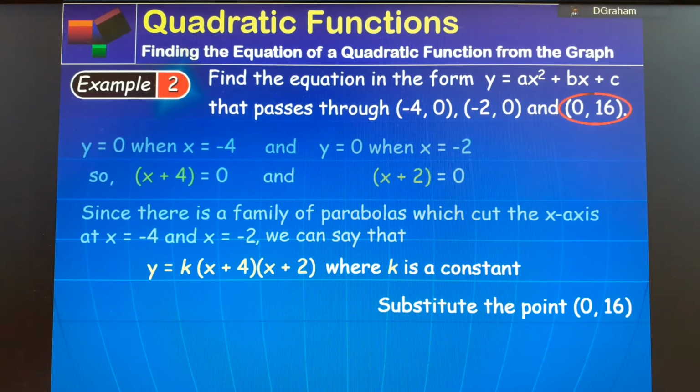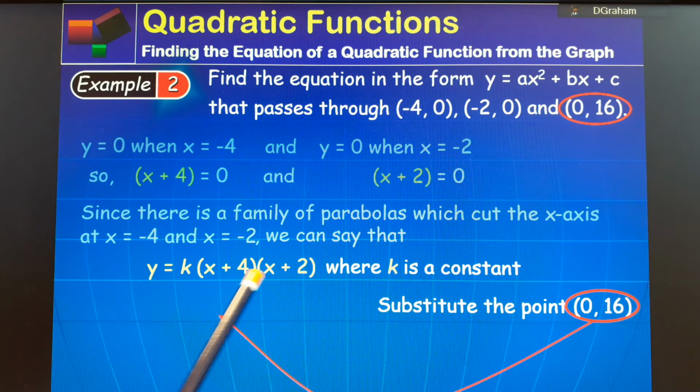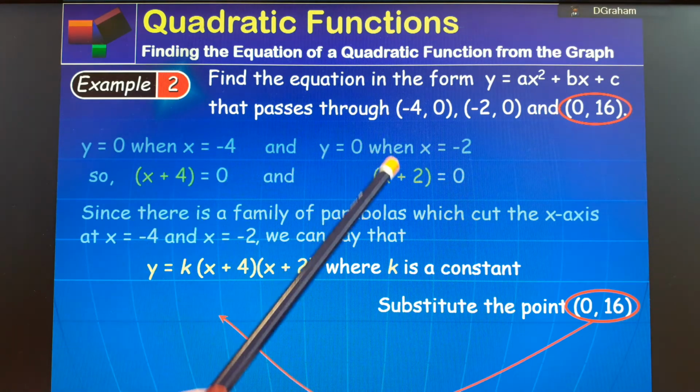So this is where we have to have an extra point. Now it doesn't have to be a coordinate that's on the y-axis. We have 0, 16 given here. But it can be any other point that's just not on the x-axis. So we have to have the roots, and the two roots are what makes the brackets by following these steps here. But we want to now find out what this k value is. And this k value is going to be worked out by knowing another point on the graph, just any other point on the graph.